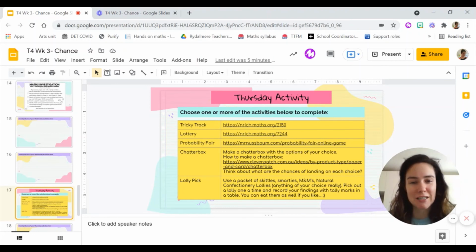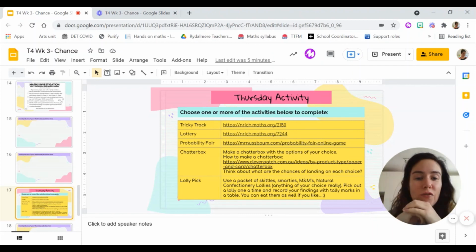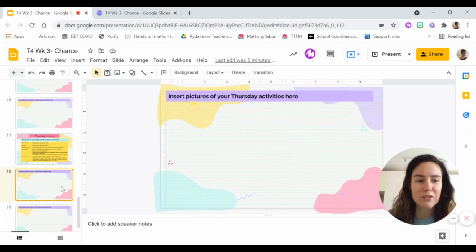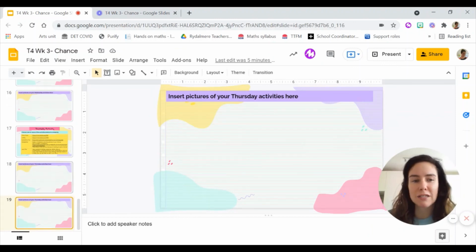And the other one, which sounds pretty yummy if you have something like this to do, is you can use a packet of Skittles, Smarties, M&Ms, lollies, whatever you have really that is a packet of something that is yummy, and also different colors or different options of things. And you're going to pick out one at a time and record your findings with tally marks. So you're going to record how many times you picked out a red, how many times you picked out a blue, how many times you picked out an orange, etc. And enjoy eating them, of course, as well. So any photos that you have of your Thursday activities, you can put on the slides here.